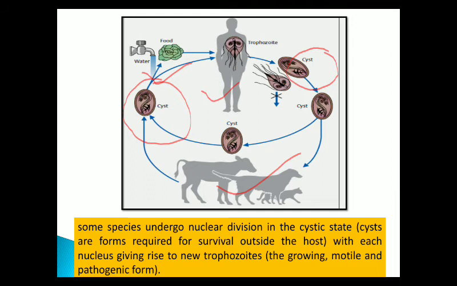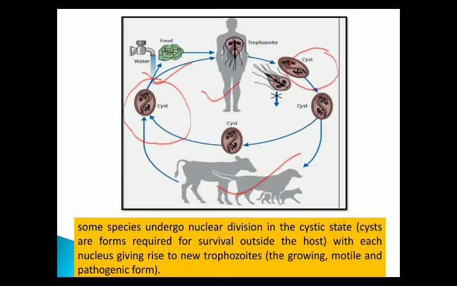Some species undergo nuclear division in the cystic stage. So cysts are forms required to survive outside the host, with which the nucleus gives rise to a new trophozoite, that means the growing, motile and pathogenic form. That means, see, trophozoites are the pathogenic form of protozoa.